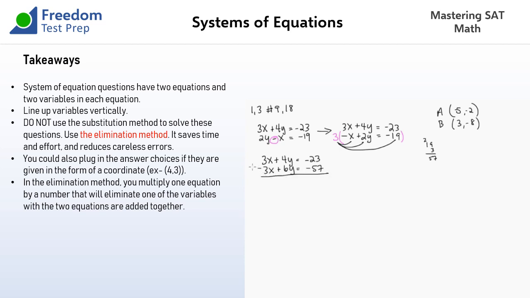And when we add straight down, whoop, those cancel out. We get a 10y equals negative 80. We divide out the 10, and we're going to get y equals negative 8. Now, when we look at the answer choices, you'll see we only have one answer that has a negative 8 in the y spot, right? And that is going to be B. That's all you need to do. You don't actually need to solve for the y. I mean, for the x.